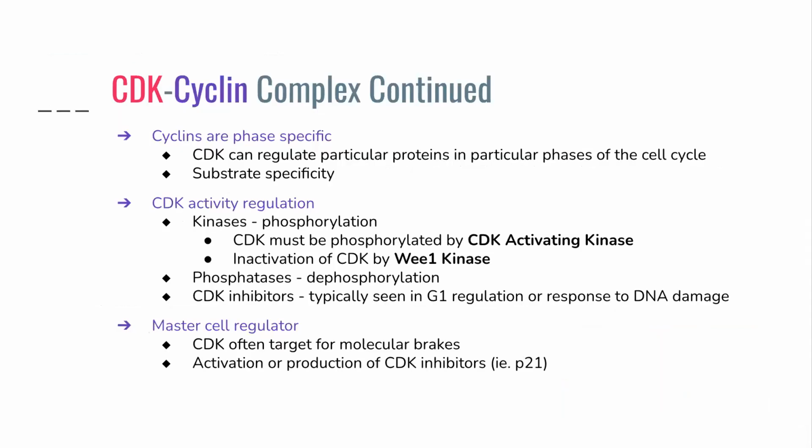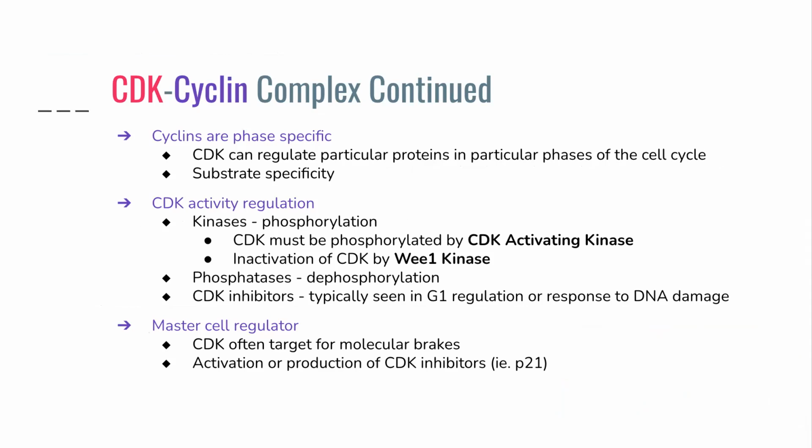Again, cyclins are phase specific, so that CDK can regulate particular proteins in particular phases of the cell cycle, depending on which cyclin type is present at that time. And this is caused by the change in substrate specificity, depending on which cyclin CDK is bound to.